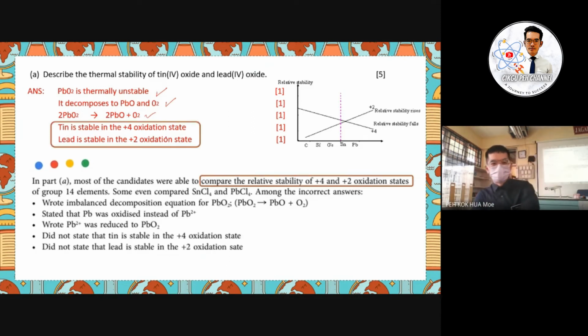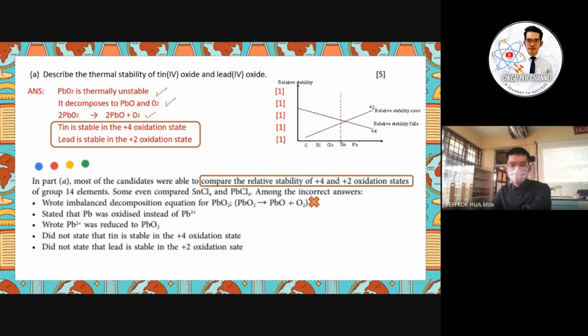See, this is a report from the Laporan Peperiksaan. The first candidate was able to compare the relative stability of +2 and +4. When you discuss the group 14 oxides, always emphasize the oxidation states +2 and +4. So here 2 marks are involved already. If you just compare which is stable, without discussing the +2 and +4, you do not get the 2 marks.